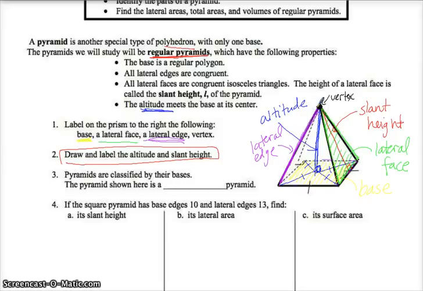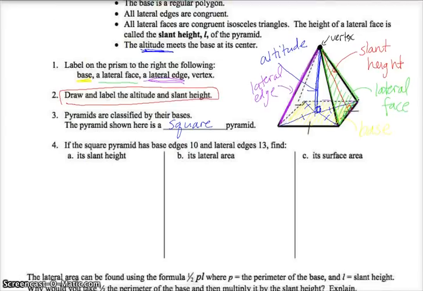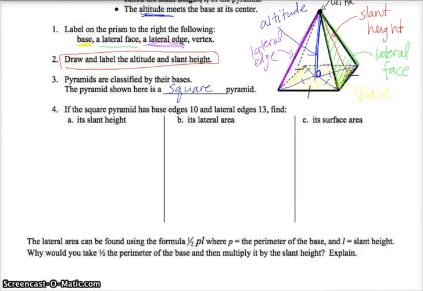Pyramids are classified by their bases. So the pyramid shown here is what? Is a what pyramid? You could say a rectangular pyramid, a square pyramid, right? So a square pyramid. The base is a square. Remember, the base needs to be regular, so that's going to be a square. If the square pyramid has base edges 10 and lateral edges 13, find its slant height.